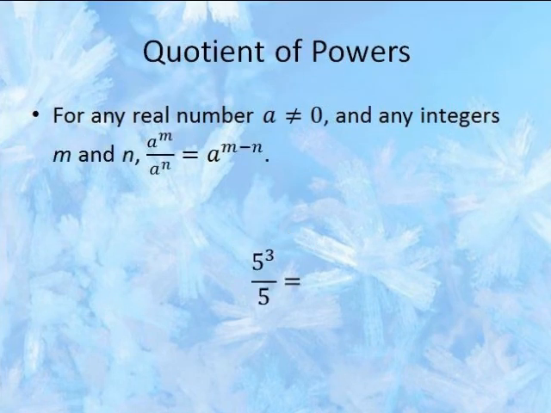The next one is a quotient of powers. Well, if we add when we multiply, we're going to subtract when we divide. So when you divide like bases, you subtract the exponent. So 5 cubed divided by 5. Remember that something with no exponent is really having an exponent of 1. So 3 minus 1 gives us 5 squared. So you subtract those, and then 5 squared would be equal to 25.